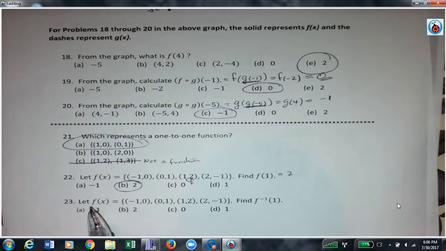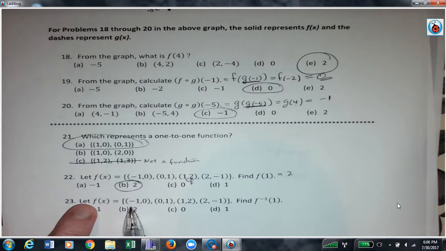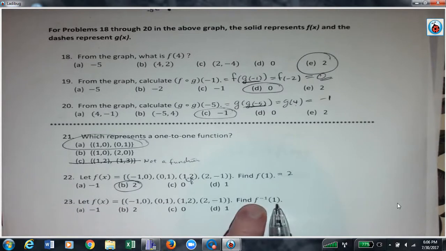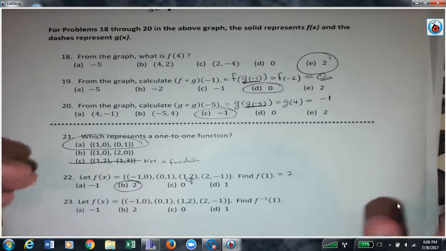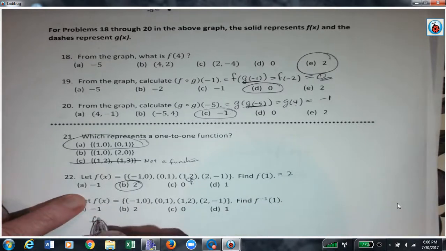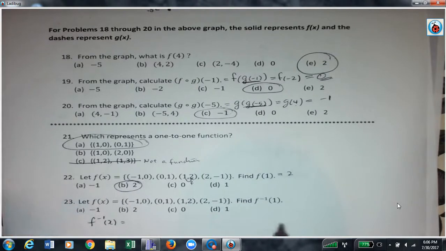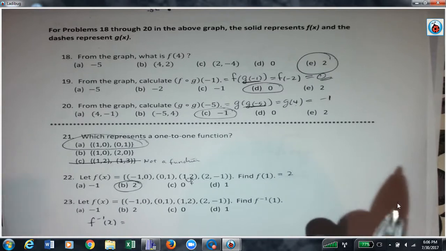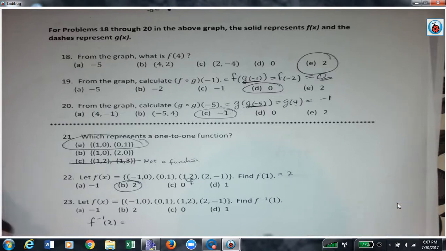Now, it wants f of x to be the same function, but they're asking us for f inverse of 1. Well, this is the function f, and to get this, I need to know what f inverse is. Now, what did we say? If you know a function is 1 to 1 and you know a point on f, then you know for sure a point on f inverse. You swap the coordinates.